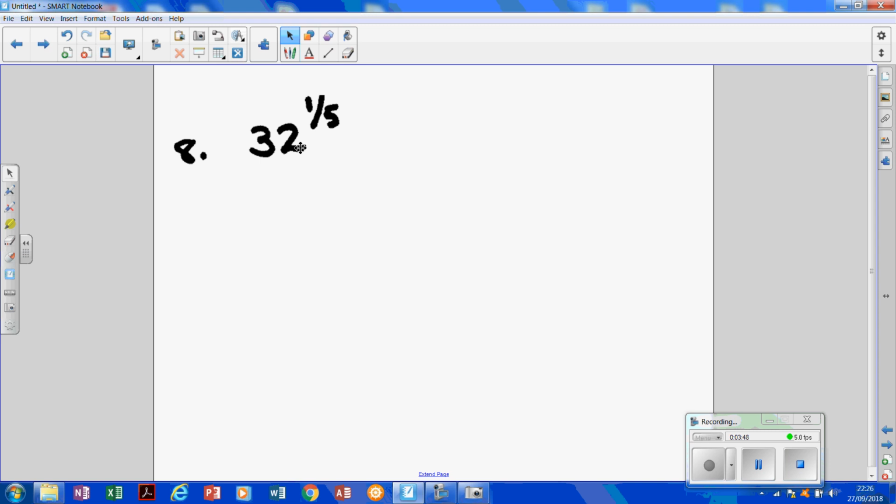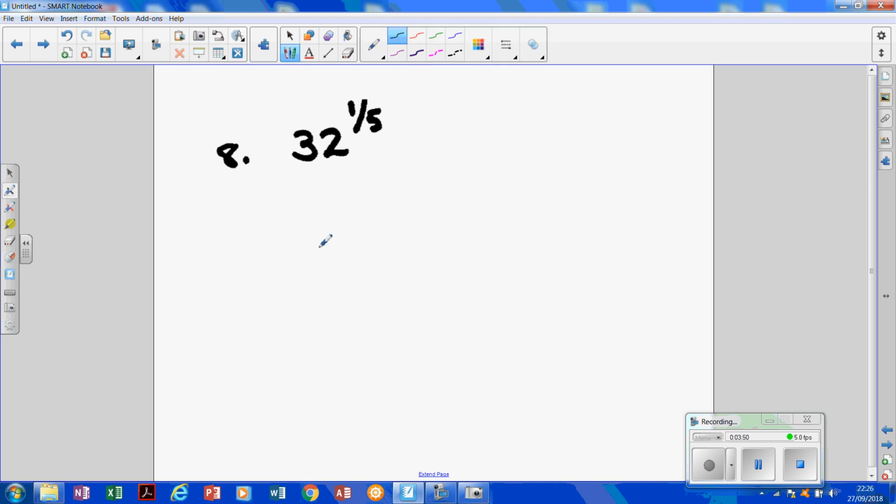Next one is 32 to the power of 1 over 5. So that's going to be the 5th root. Right, it's the 5th root of 32 all to the power of 1. I know I don't need that. Now, what number do I multiply by itself 5 times to get 32? It's going to be 2. And we'll just check if I write that out 5 times. So 2 times 2 is 4, 4 times 2 is 8, 8 times 2 is 16, 16 times 2 is 32. So the 5th root of 32 is 2.